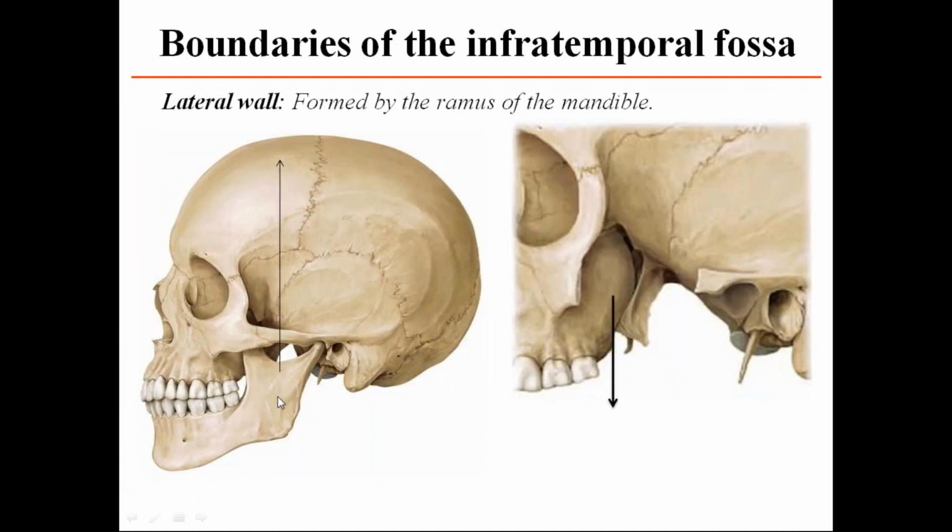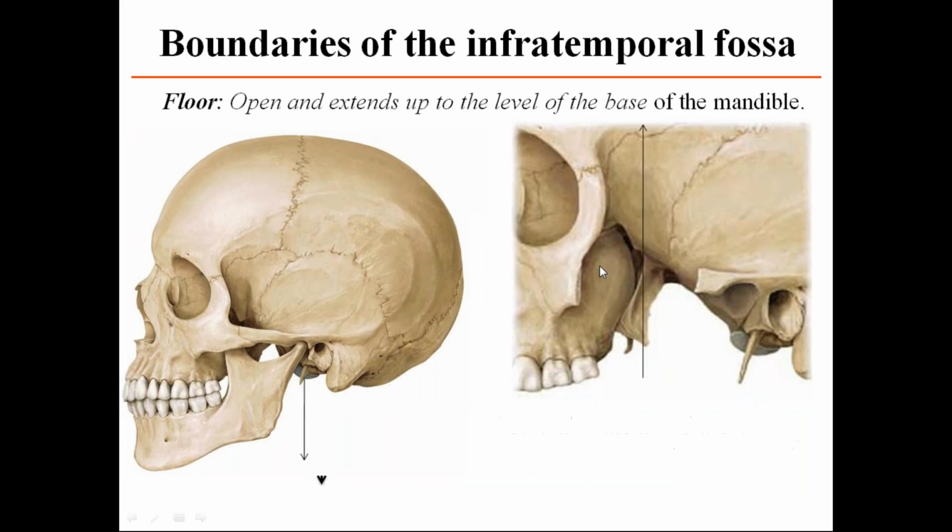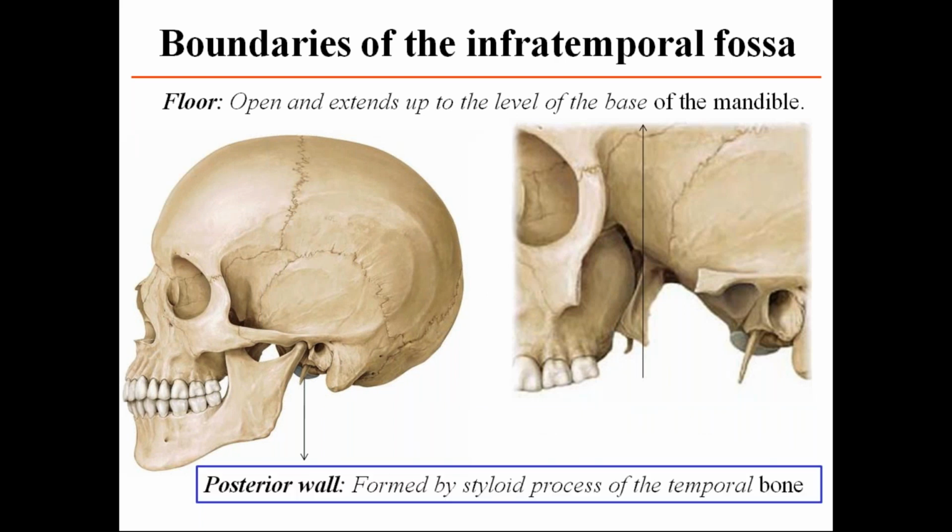The lateral wall is formed by the ramus of the mandible. Okay, and the anterior wall is formed by the infratemporal surface or posterior surface of the body of the maxilla. So it is separated from the roof by the inferior orbital fissure. This is the inferior orbital fissure, and this part is the roof of the infratemporal fossa. Okay. So next, the floor is open, it extends up to the level of the base of the mandible. And the posterior wall is formed by the styloid process of the temporal bone, and even the carotid sheath also contributes to the boundaries of the infratemporal fossa.